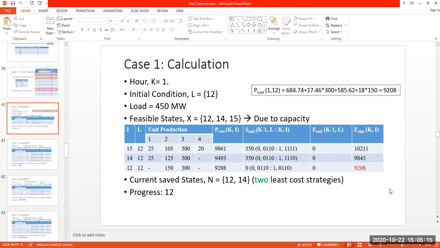Okay, we are still in our number 1. We have 8 hours to go. I mean, yeah.